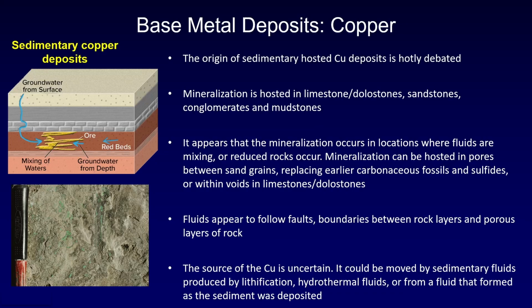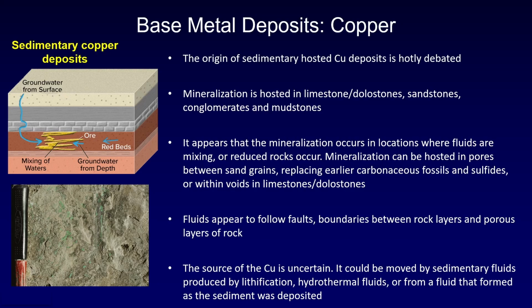So the final type of copper deposit we're going to look at are sediment-hosted copper deposits. And the origin of sediment-hosted copper deposits is hotly debated in geology. We don't have a definitive explanation to explain them. So the mineralization in these sediment-hosted copper deposits is hosted in limestones or dolostone, so carbonates. You can find it in sandstones, conglomerates, and mudstones. So there's a whole range of different rock types that can host this type of copper mineralization.